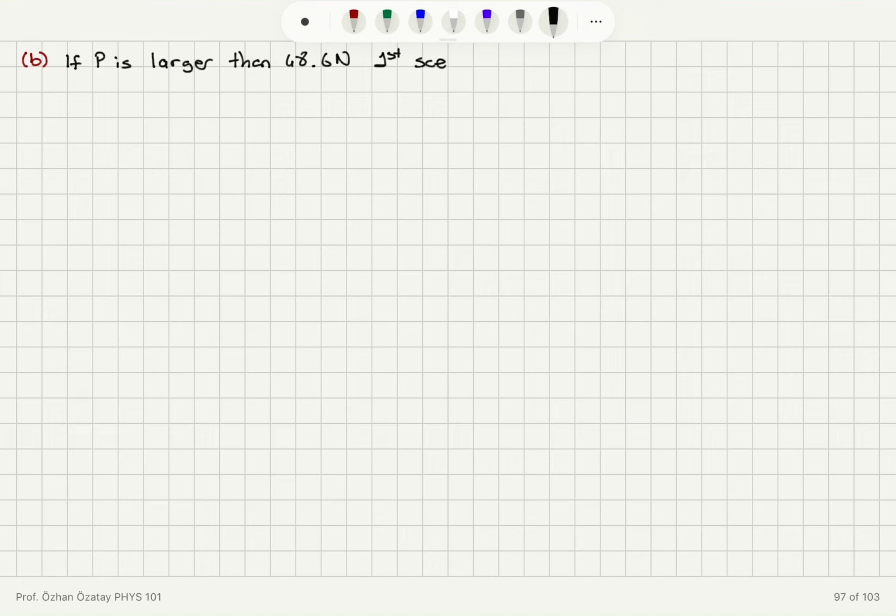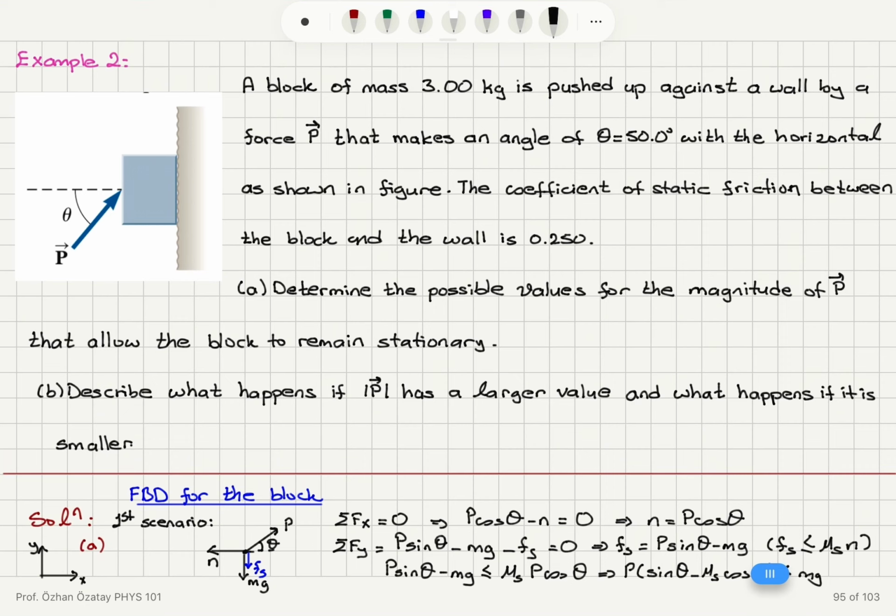and the force of friction will drop to mu k times n. So it's going to be kinetic friction, mu k times n, and it's going to point downward. So this will be corresponding to the first scenario where the static friction will be replaced by kinetic friction. P is too high, so it has a very high y component that is winning over mg and kinetic friction. The object will start accelerating upward.